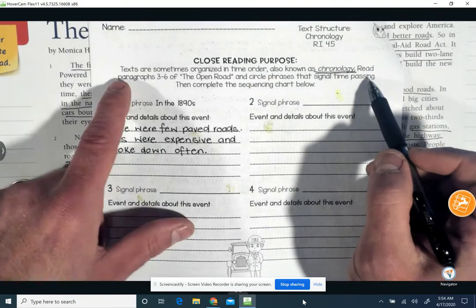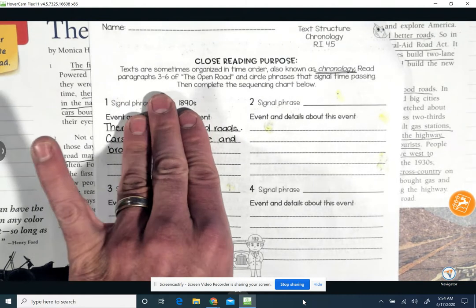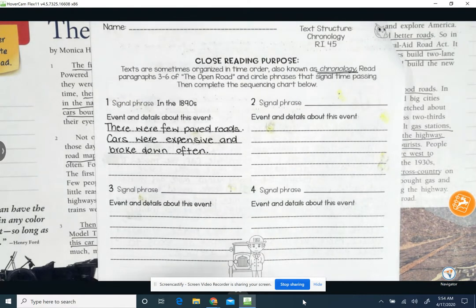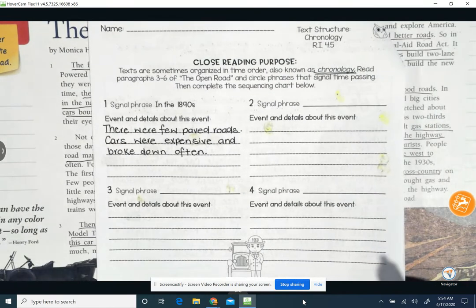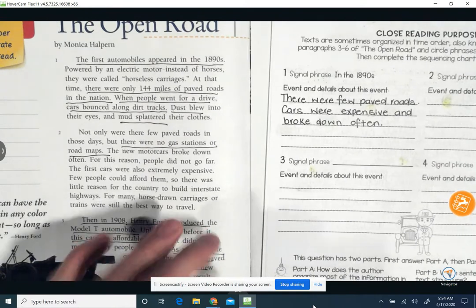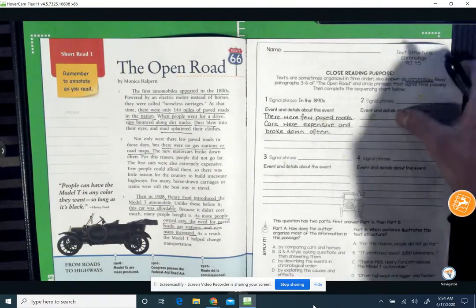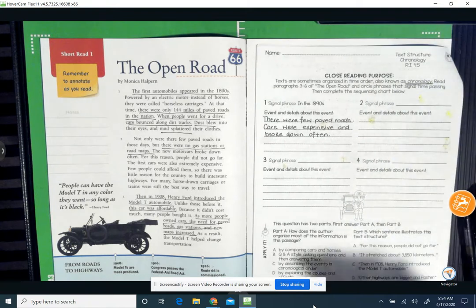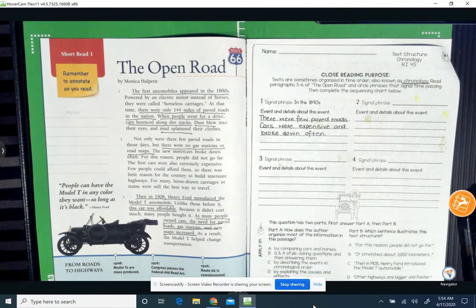We are going to be reading paragraphs 3 through 6. So 3, 4, 5, and 6 of The Open Road. And we're going to recognize some of those time phrases to let us know that time is in fact passing, in this case, basically from paragraph to paragraph. And so let's go ahead and take a look here at the example. The signal phrase again was in the 1890s, and the event and details about this event.